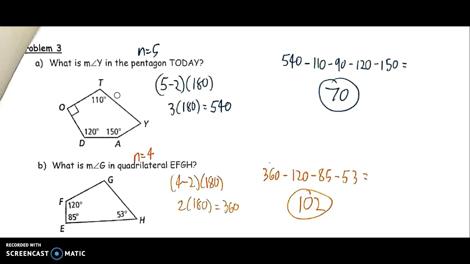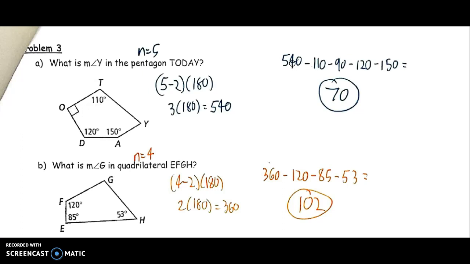Again, this is not a regular pentagon because the sides and angles are not congruent, but any pentagon should still have 540 degrees on the inside of that shape. So if I know that the entire shape should add up to 540 degrees, just like with our triangles, I just got to take 540 and subtract all the angles that I already know.